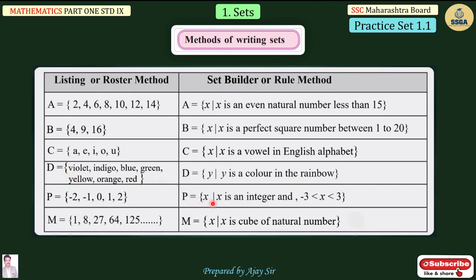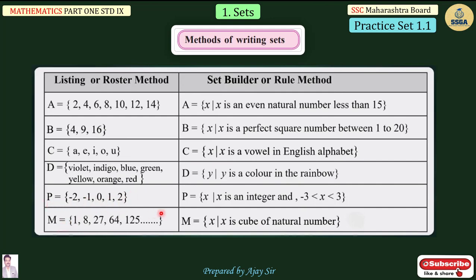Similarly, P is a set such that X is an integer and X is from -3 to 3. Therefore, X is greater than -3 and less than 3. So greater than -3: -2, -1, 0, 1, 2. These elements will come. So this is called the P set.